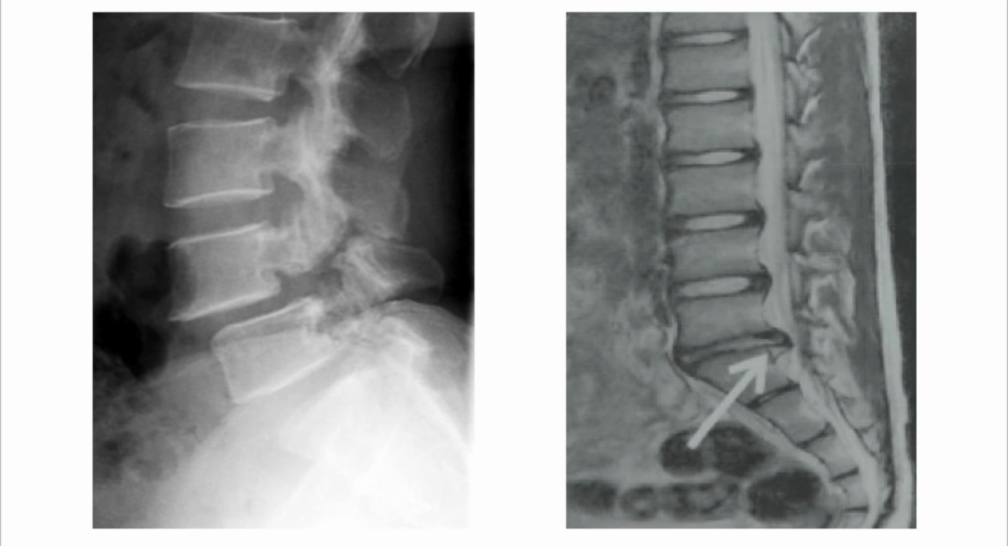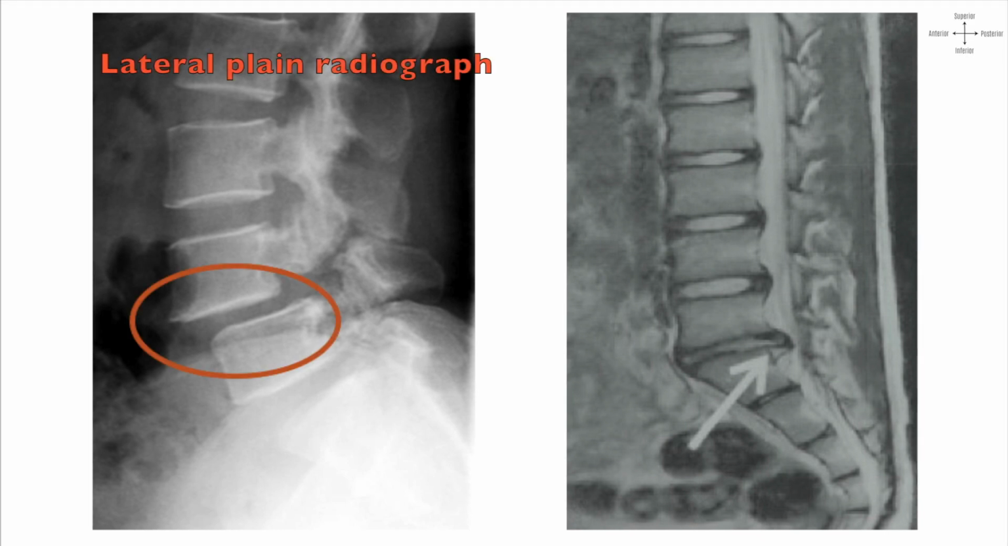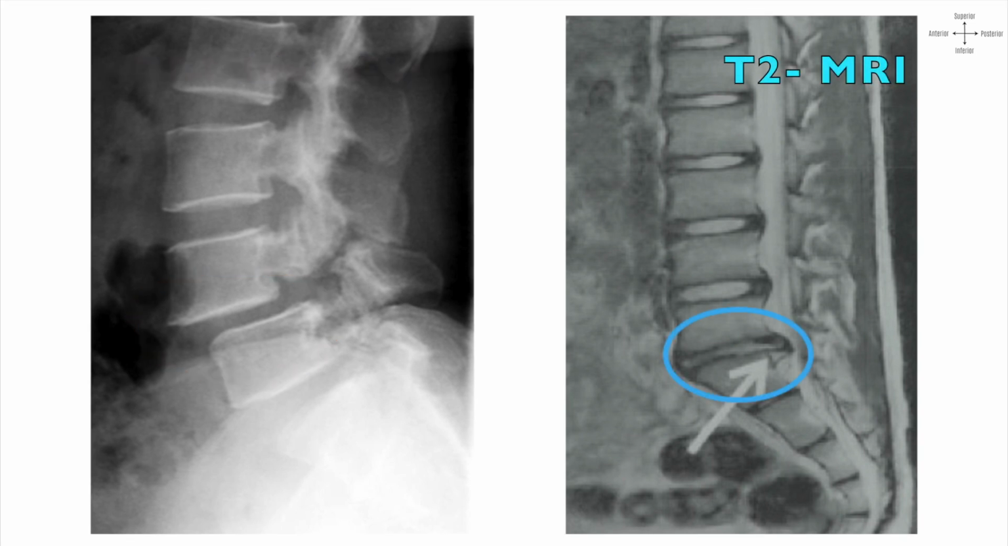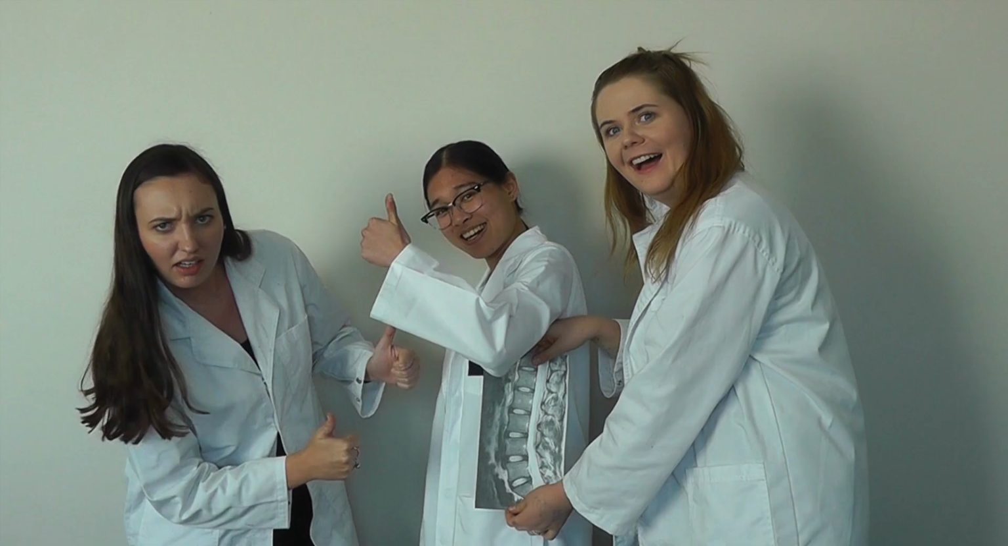Spondylolisthesis describes an abnormal anatomical alignment due to the degeneration of two vertebrae, as seen here in this lateral plane radiograph. In comparison, when we look at this T2 weighted MRI, we can clearly see the herniation of the intervertebral disc. Approximately 85% of patients who present with lower back pain and sciatica are found to have a herniated intervertebral disc.